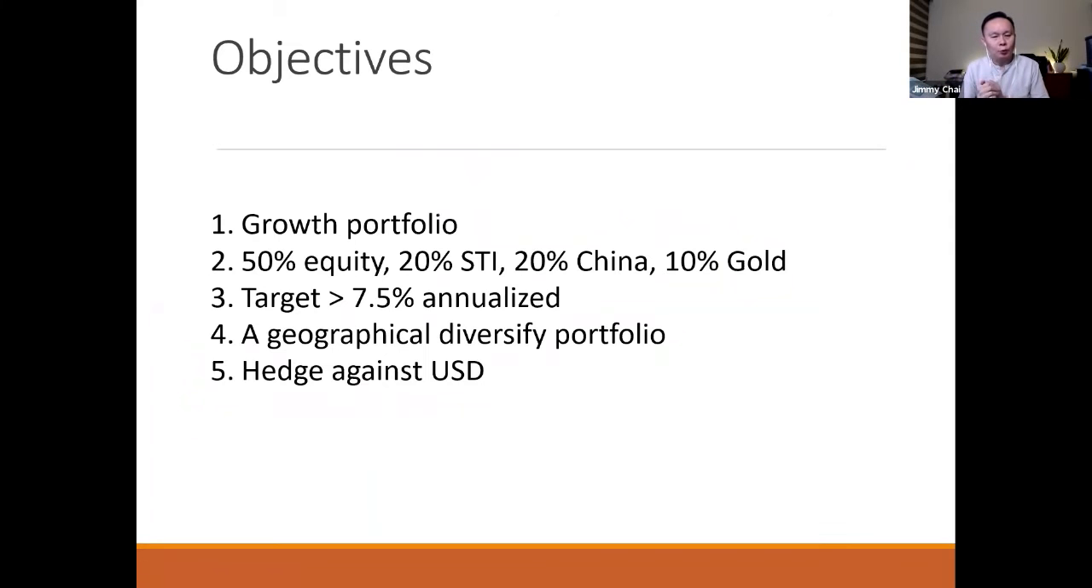For those who are seeing this for the first time, my portfolio is a growth portfolio. I aim to split it into the following portions: 50% equity, 20% STI, 20% China, 10% gold. My target is 7.5% annualized, a geographically diversified portfolio as well, and it has to be hedged against USD. The reason I need to hedge against USD is because some of the stocks are in US dollars.